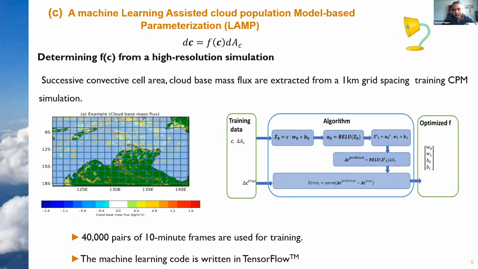Now you have the true change in cell size distribution, and you try to correct that predicted change, and you get your weights, and hence your optimized function. So we use, in this case, a single hidden layer with ReLU activation function. We try to keep things as simple as they can be.